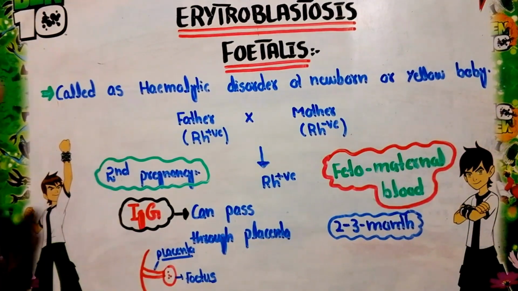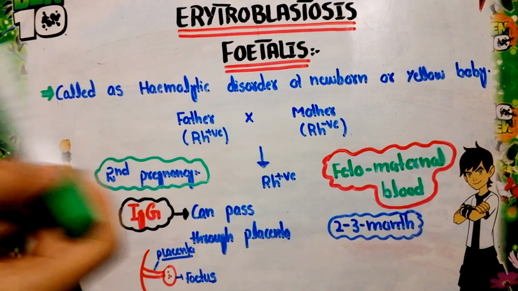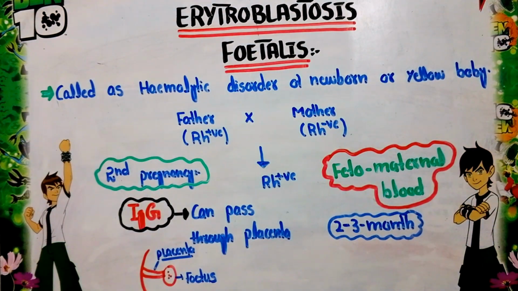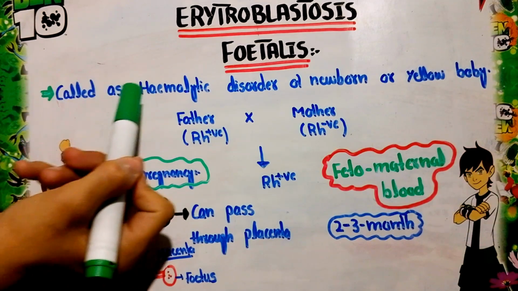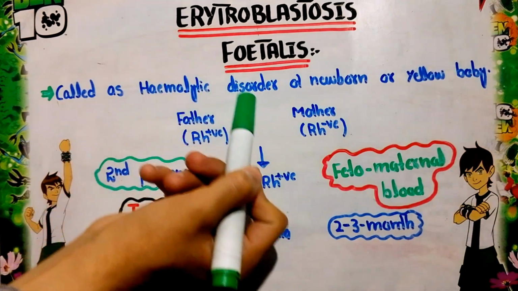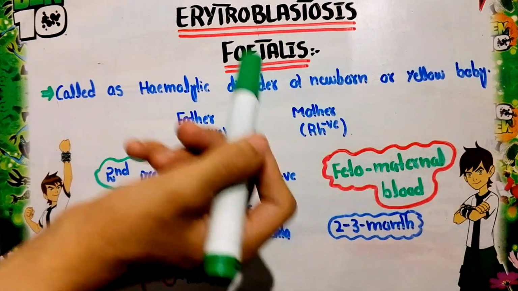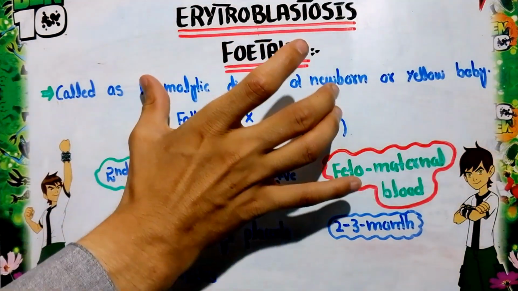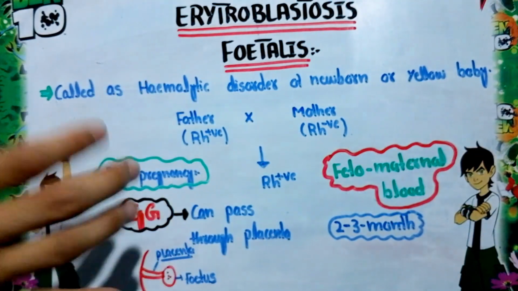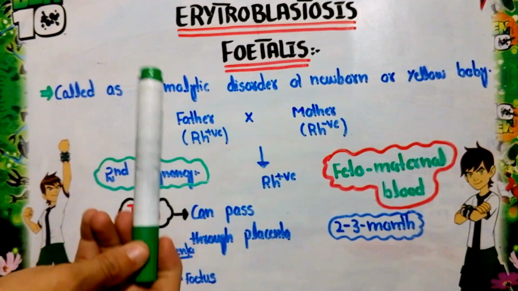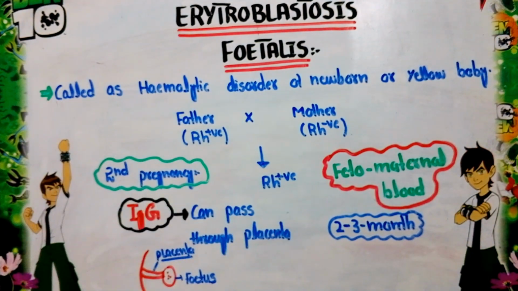Now, the important condition related to the Rh blood group system is erythroblastosis fetalis. This condition mainly develops in the fetus and newborn babies. It is also known as hemolytic disorder of the newborn, or yellow baby. In the newborn baby, the breakdown of RBCs occurs, so that's why it is called hemolytic disorder of the newborn.